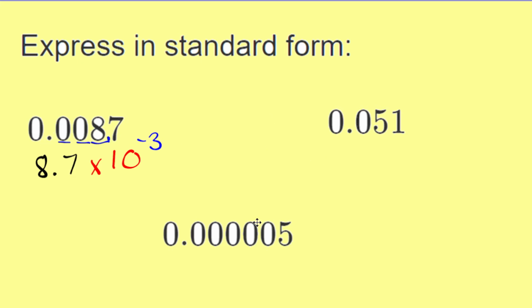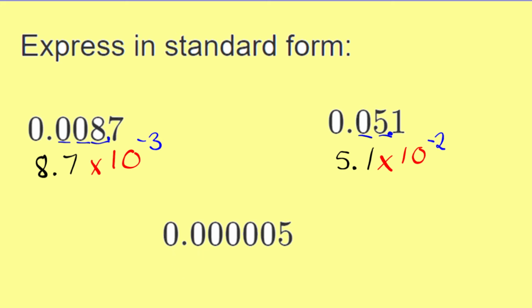Okay, this next one, we're going to put the point between the 5 and the 1. So 5.1 times 10. And then our imaginary point here, we've gone 2 steps over. So it's 2 steps, but because it's to the left, it's minus 2.